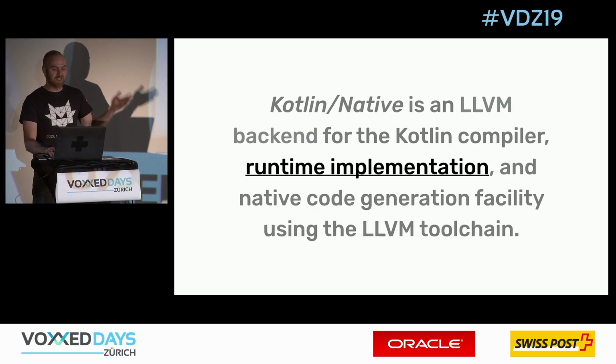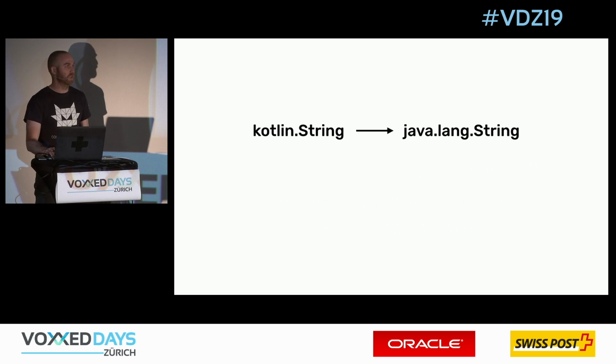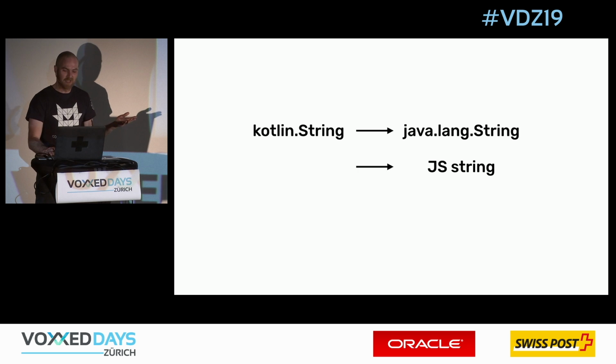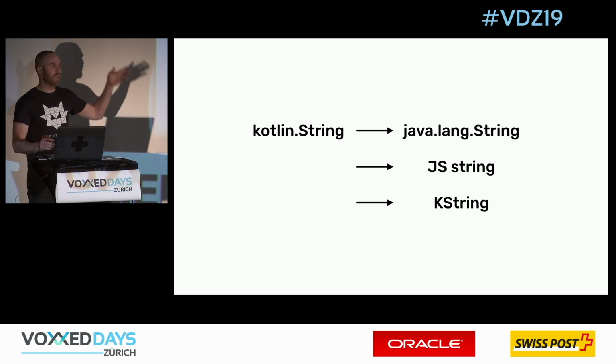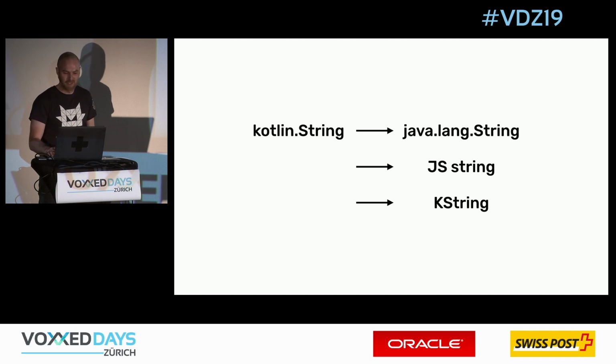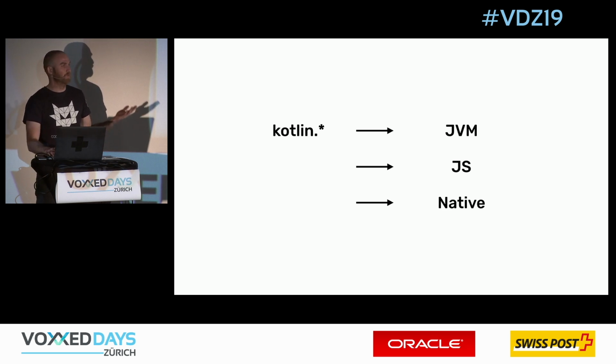So what does runtime implementation mean? In Kotlin as a language, there is this abstraction level. At compile time, you will have kotlin.String as a type, right? At runtime, for JVM, it will become java.lang.String. For JavaScript, it will be a JavaScript string, and for Kotlin Native, it will be KString, which is some C++ code, right? And there are other classes in the Kotlin package, and at compile time, they all look the same, but after compilation, they become platform specific.